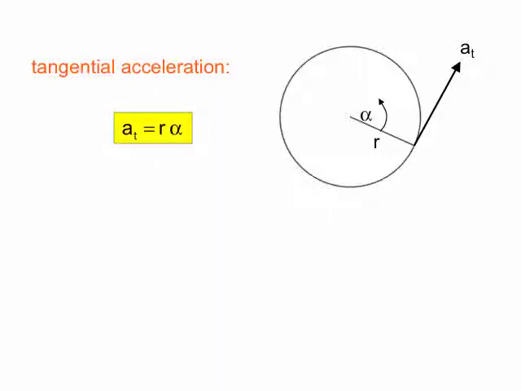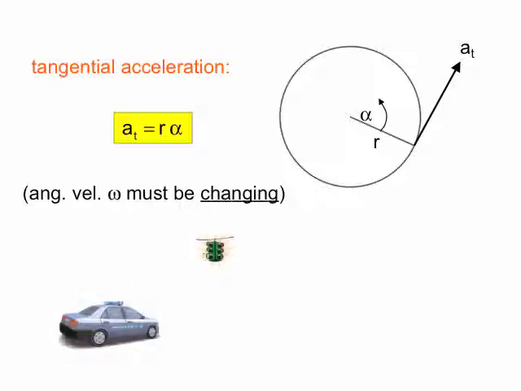Okay? Tangential acceleration. That's where we really get to look at meters per second and we understand where things are. Tangential acceleration is the radius times the angular acceleration, which means, of course, angular velocity has to be changing. It can't be constant velocity.